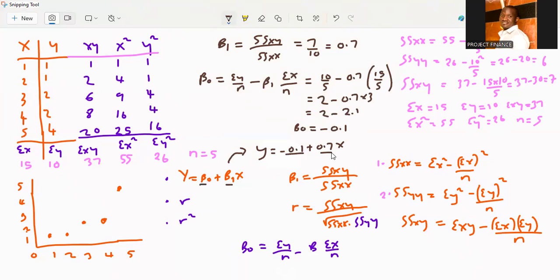And then they'll ask you, predict Y when maybe X is 10. Just replace: Y, there's X here, put 10. That is the whole reason for forecasting. In project finance, for instance, if you're going to put in 10 billion, what is your expected sales? Hypothetically, if our X is 10, our Y becomes 6.9.